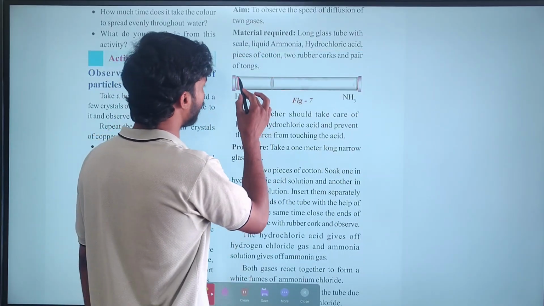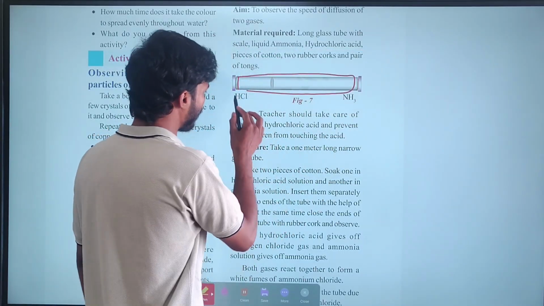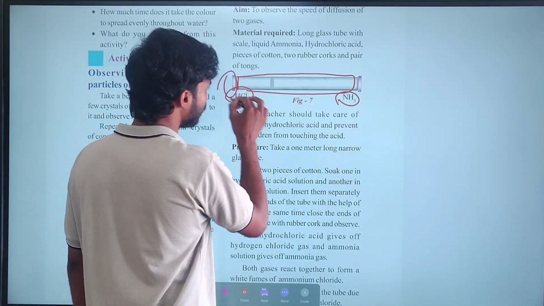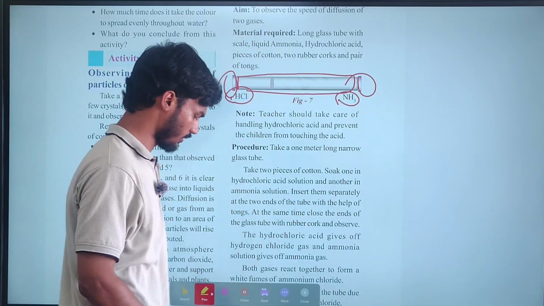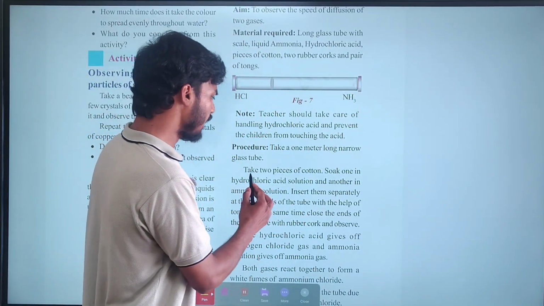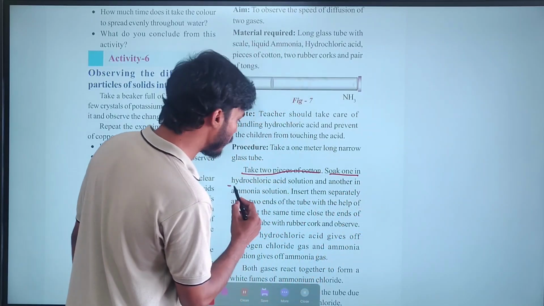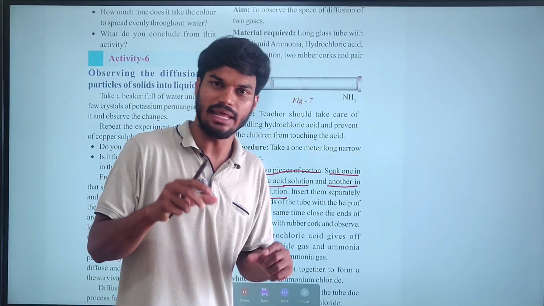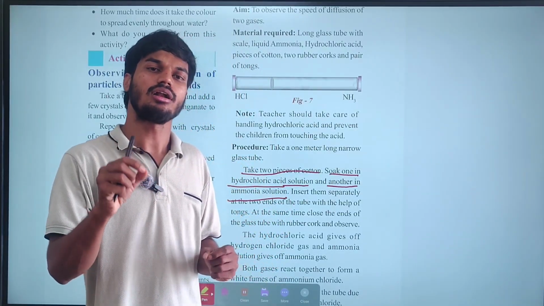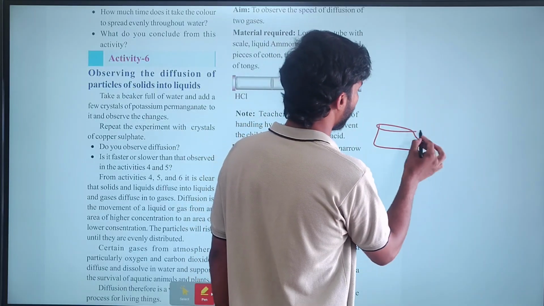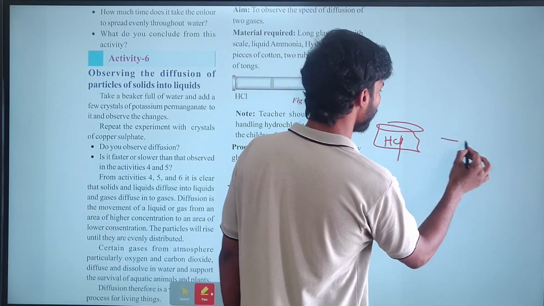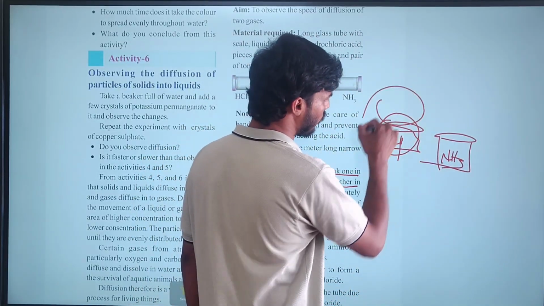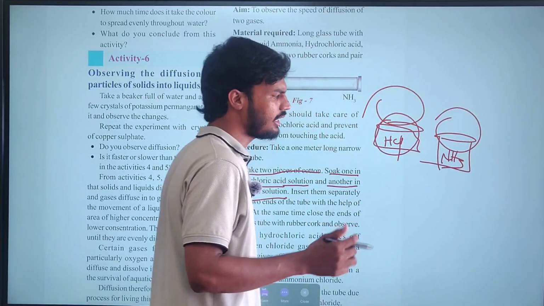You have to take the cylindrical transparent tube, one meter in length, and take the solution of hydrochloric acid and liquid ammonia, along with the rubber corks and two cotton balls. The procedure is: take two pieces of cotton balls and soak one in hydrochloric acid solution and another in ammonia solution. So before doing this experiment, take fresh cotton balls, dip one cotton ball in the hydrochloric acid and another cotton ball in the liquid ammonia.